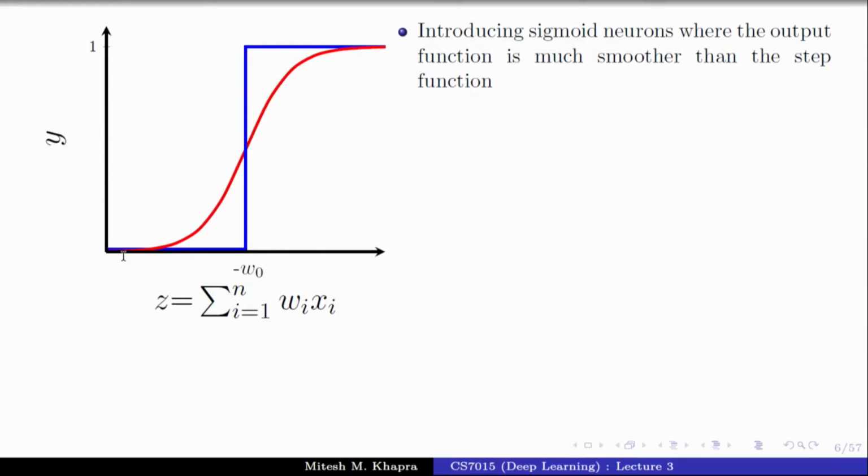What about this function? This is a smooth function. And this is a smoother version of the step function. The first function is the step function, the blue one. And what I've drawn now is a smoother version of the step function. Do you know what function this is? Sigmoid. Okay. Can you tell me how do you compute the sigmoid function? 1 by?